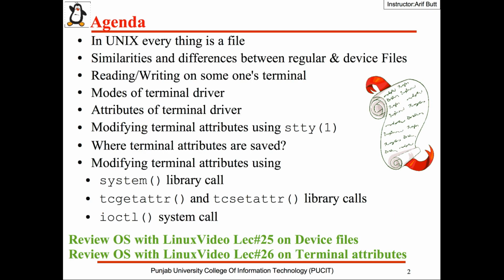Well, I assume that you have seen my video lectures on device files and terminal attributes that I have given in my operating system with Linux course. However, today I will give a quick review of accessing and modifying terminal attributes using the stty command. And later we will see how we can access and modify these attributes from within our C programs using the tcgetattr and tcsetattr library calls, and finally using the ioctl system call. So let's start.